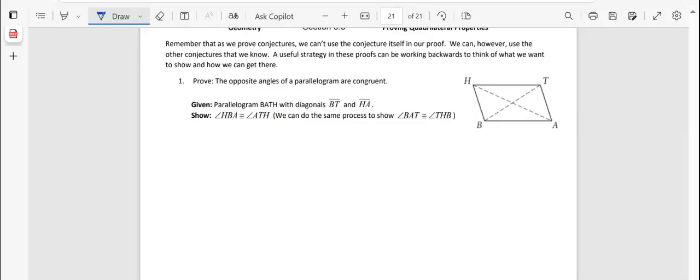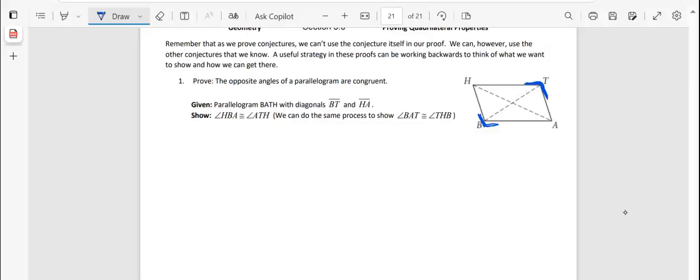For this first problem, we are going to prove that the opposite angles of a parallelogram are congruent. And so for this one, we are just going to work on angle HBA. So this is angle HBA here. And we are going to show that that is congruent to angle ATH, which is this angle here. If you were going to do a very rigorous proof, you would have to show this holds true for both sets of opposite angles. But for now, we're just going to suffice with one.